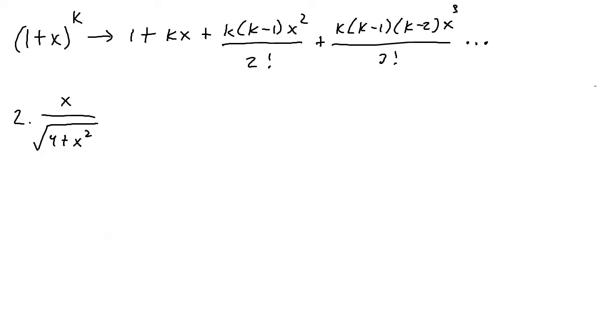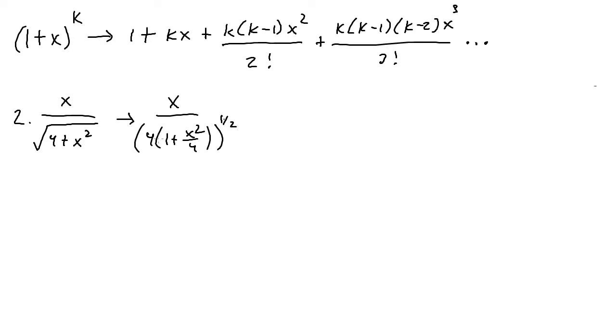So now for number 2, let's say we have x over the square root of 4 plus x squared. And so in order to get this to look like 1 plus x raised to the k power, I'm going to first factor out a 4 from the 4 plus x squared. So we'll leave the x up top, and we'll get 4 times 1 plus x squared over 4. And instead of writing the square root, I'm going to write it all to the 1/2 power.